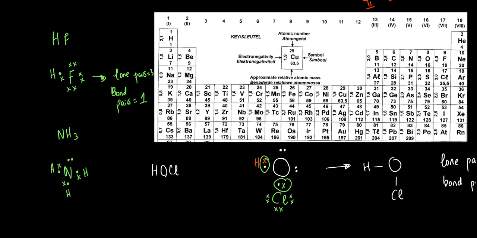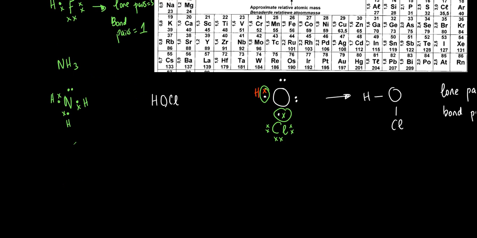So if we look at it, we have nitrogen bonded to hydrogen, bonded to hydrogen, bonded to hydrogen. Now, how many lone pairs do we have, and how many bond pairs do we have? One lone pair, and 3 bond pairs. Right, that's how we look at them.